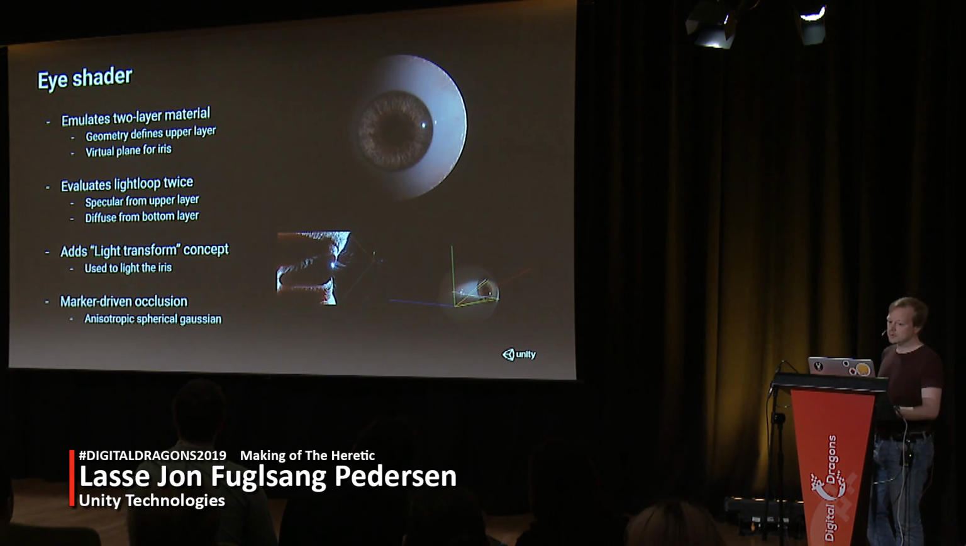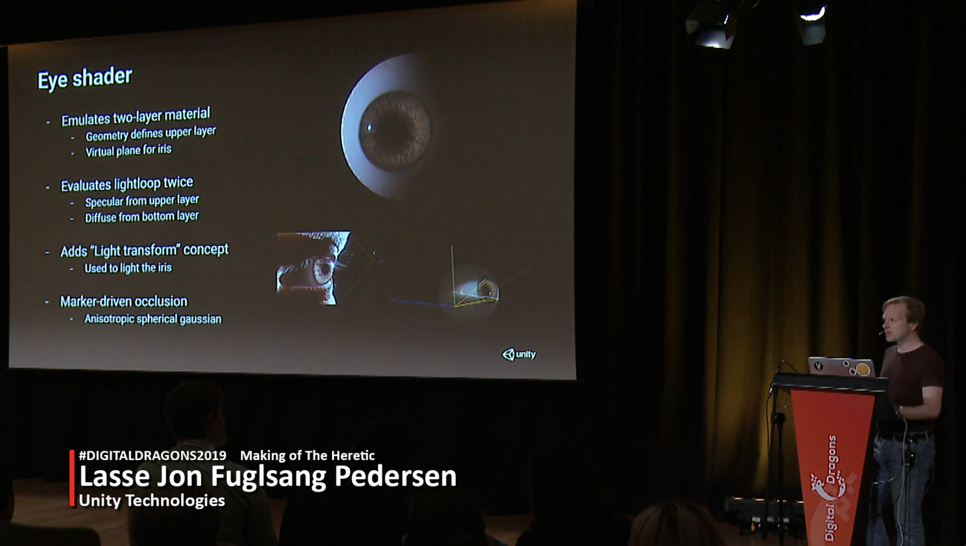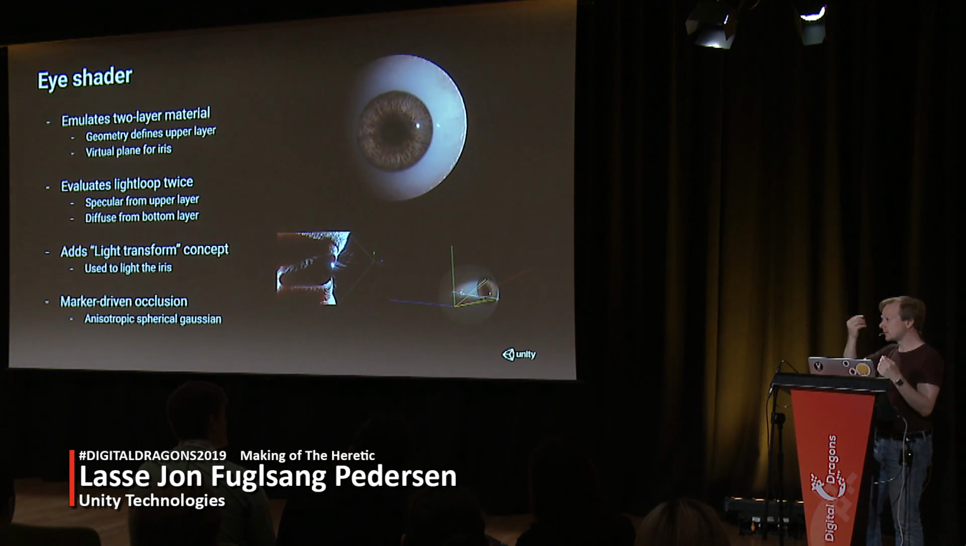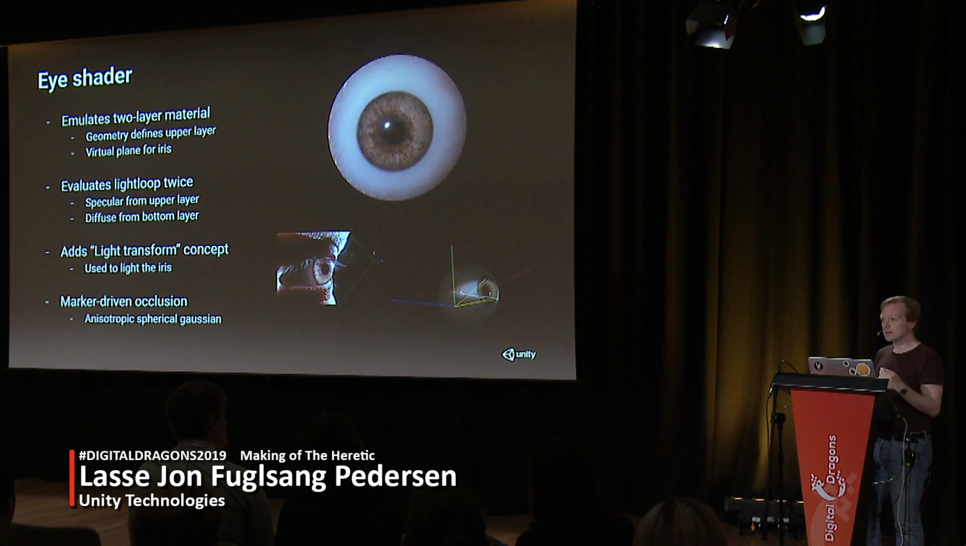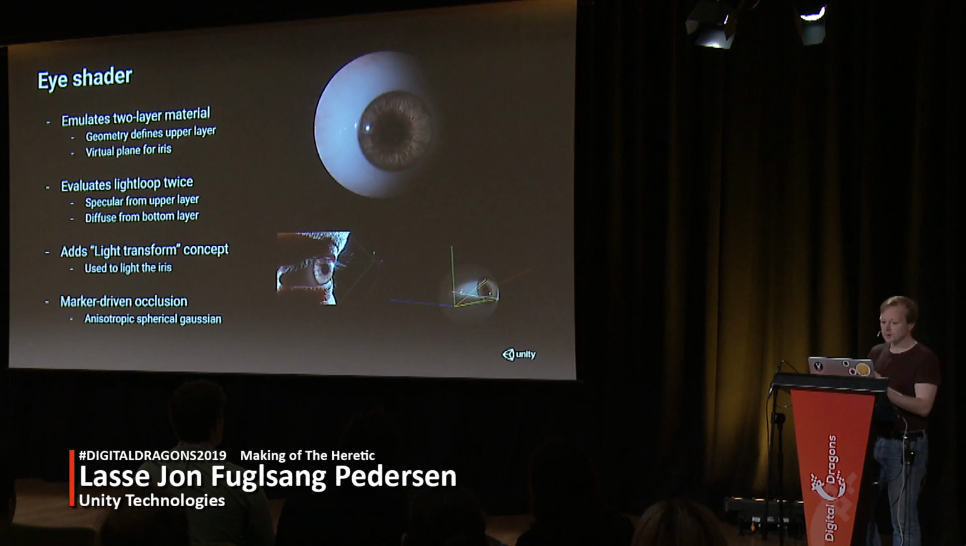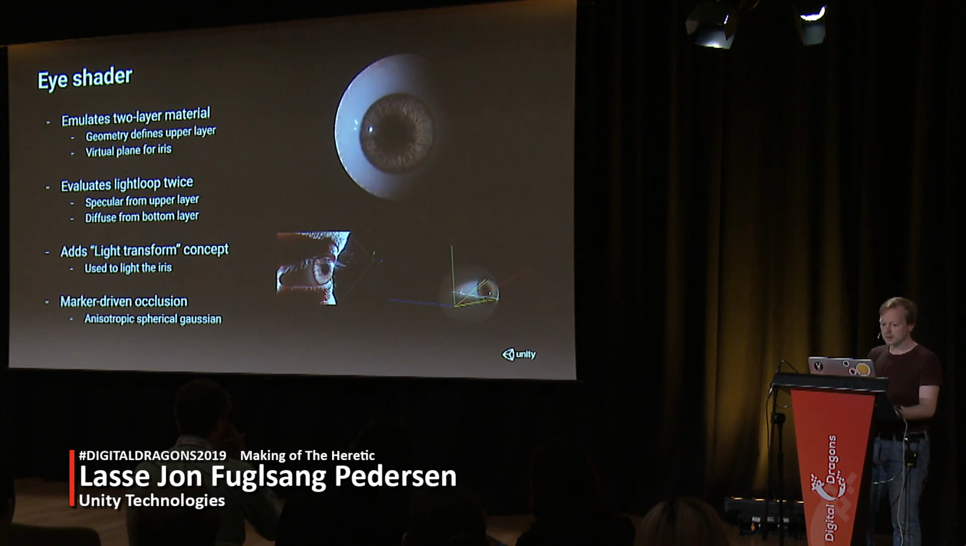The eye shader is also interesting in the sense that it adds a light transform concept. So to light the eye, when you have a light that is at an extreme angle to the face, you want to refract the incident direction of the light so that you actually get some light on the iris. We introduced the light transform concept in HDRP to help achieve this effect.